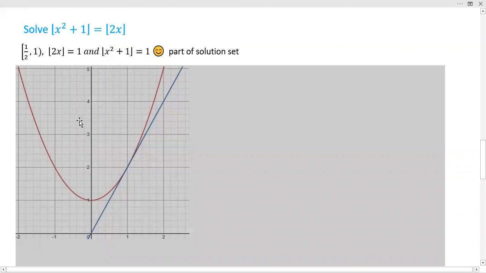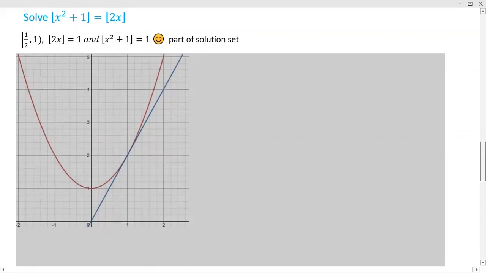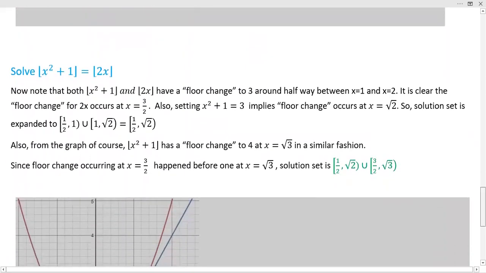All righty. And again, it's important to have 1 excluded, again, for the very same reasons as last time. Okay. So we now know that closed 1/2, open 1 is part of the solution set. So far it's been fairly straightforward. All right. Now let's keep going here.